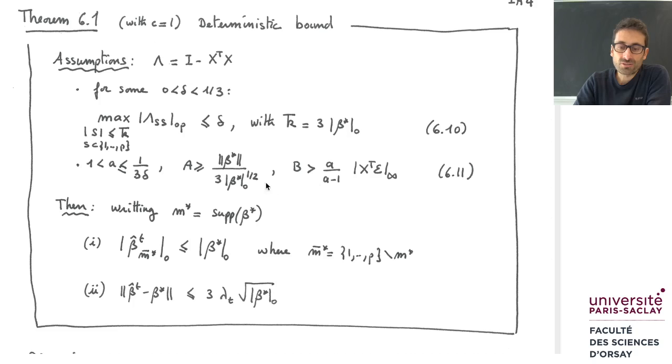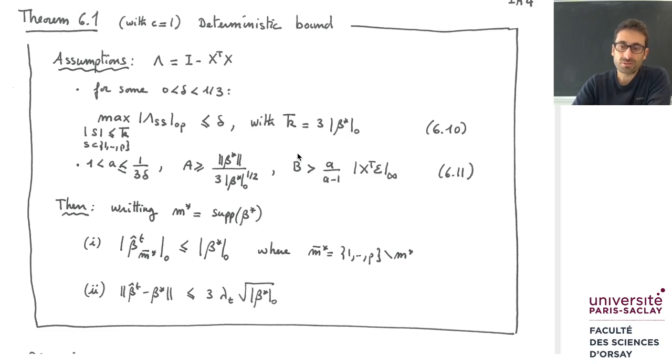And these two conditions rely on some quantities that we don't observe, which are the norm of beta star, so we don't know the norm of beta star, and also the sup norm of X transpose epsilon, so the norm of the noise. So we need to find some capital A and capital B that we can compute from the data, so some data-driven value for capital A and capital B.